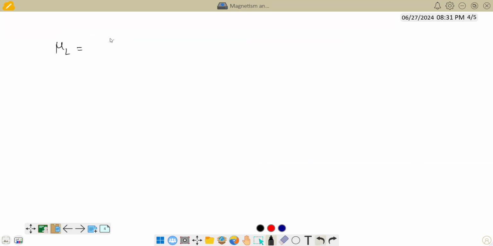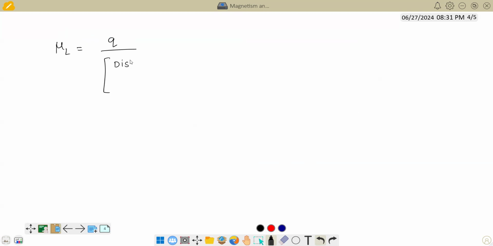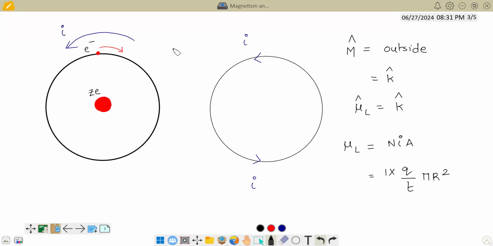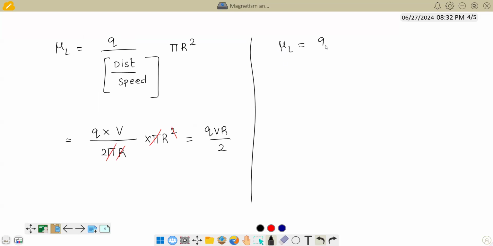So mu l equals q by t, into pi r square. How do you get the time period? Time period is basically the time taken for one rotation. Time is nothing but distance by speed. So I will get q into speed v, over the distance, which in one rotation is 2 pi r, into pi r square. If I solve this, pi I can cancel, r we can cancel, and we get q v r by 2. So I can write this as mu l equals q v r by 2.